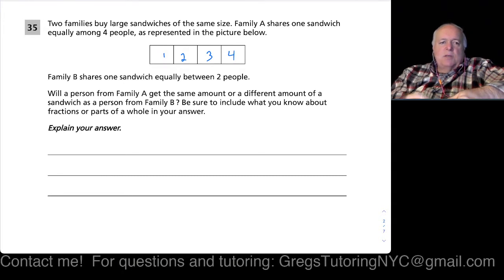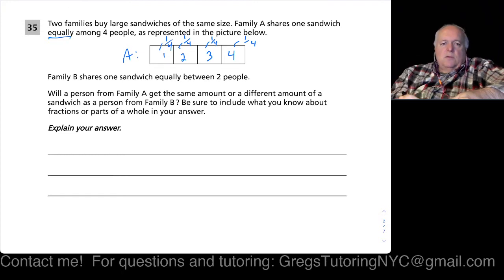Family A shares 1 sandwich. So this is family A's sandwich equally among 4 people. So each of these is a quarter, because the 4 equal parts. The whole is the whole thing.